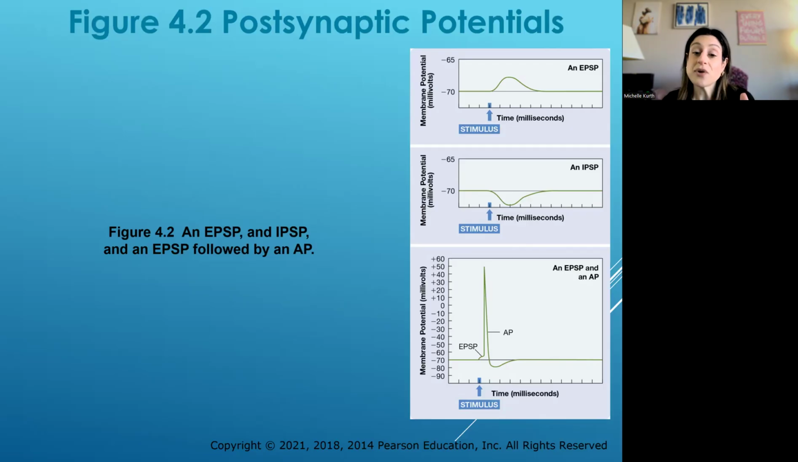Now, the top graph is going to be your excitatory postsynaptic potential. So here's an EPSP. And if you notice how the line goes up a little after the stimulus, right? After that stimulation, you see that go up. That means that the inside of the cell became slightly less negative. Okay, so it actually moved closer to the threshold for firing. That threshold for firing is, I believe, negative 55.